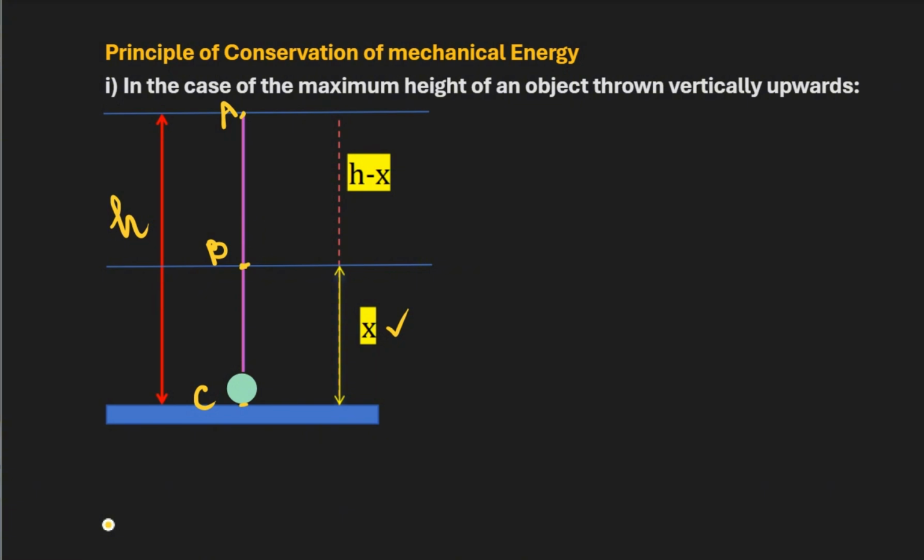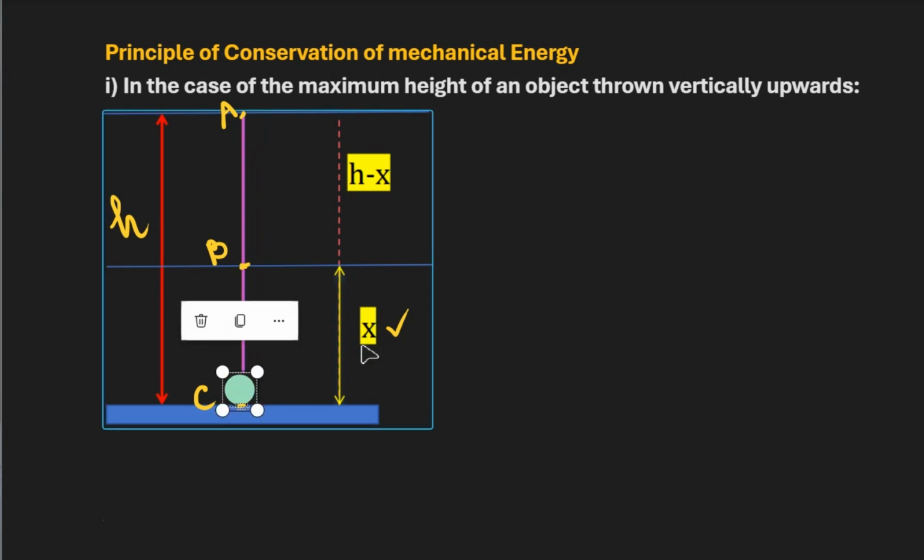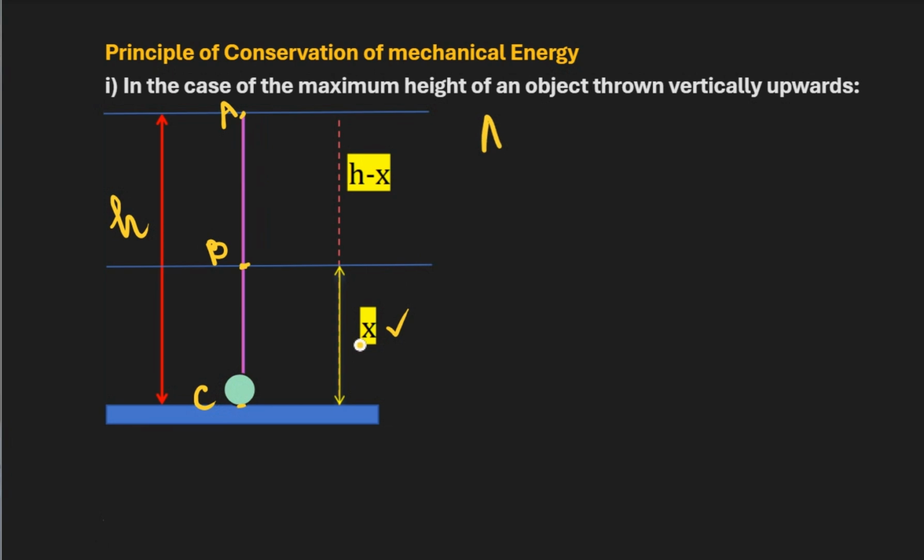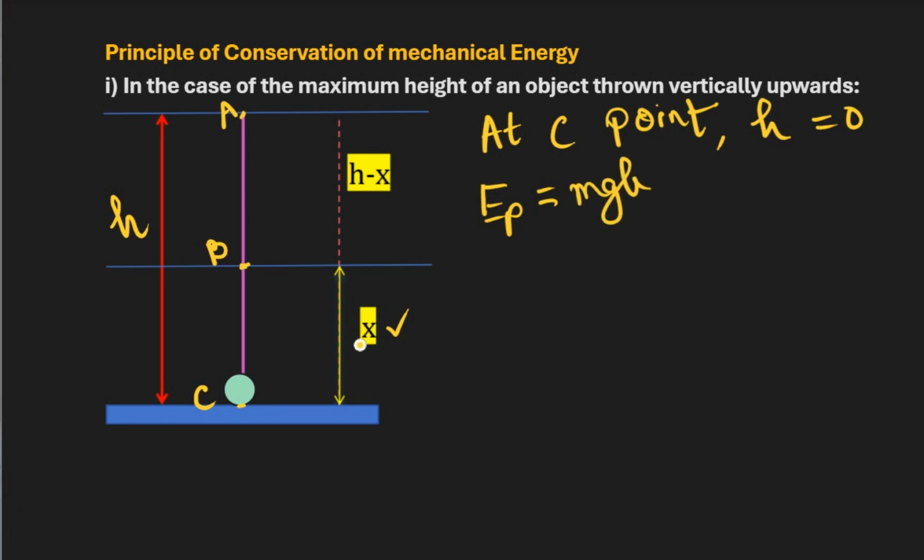So the very first point is C. When the object is at C point, the height h is actually 0. So the potential energy, which is mgh, with h being 0, will be 0 joule.